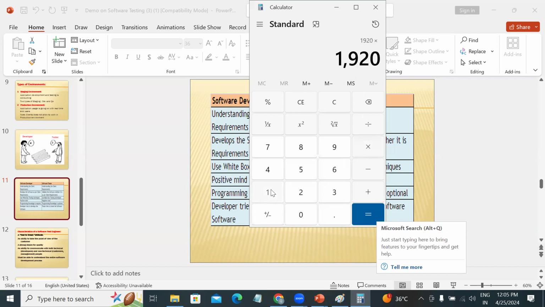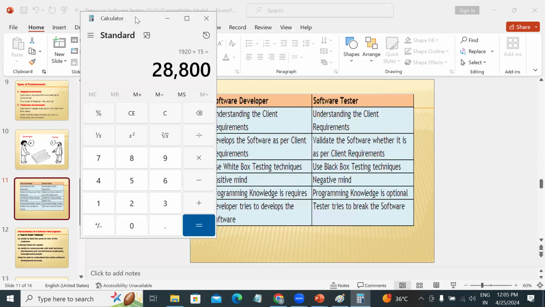I have worked for 15 years, so that's 28,800 hours of negative thought. So your real-time life will also be impacted. Whenever you want to start any work, first of all, you think only negatively. You won't get a positive mind because you're a tester. 8 or 9 hours a day you are thinking with a negative mind only.